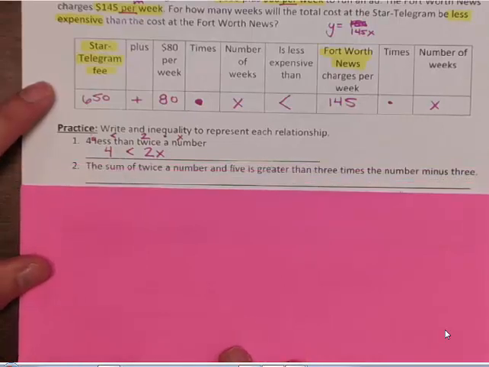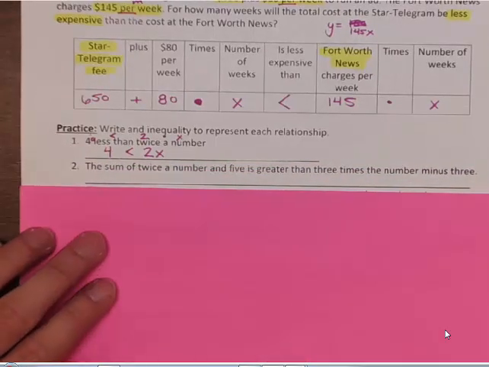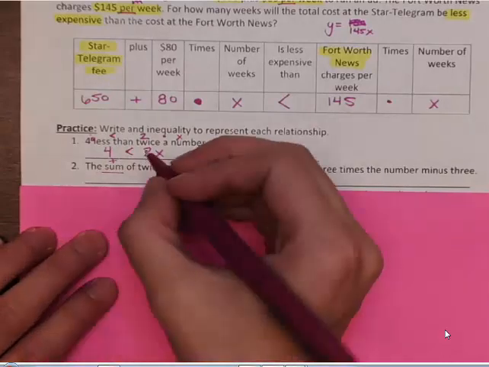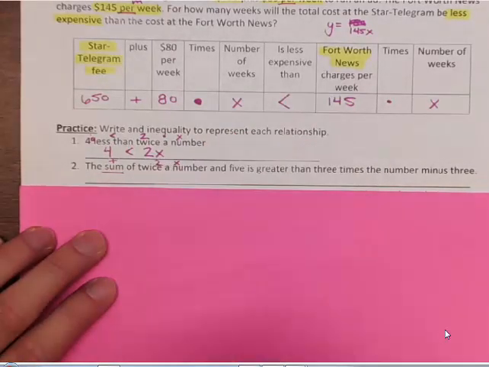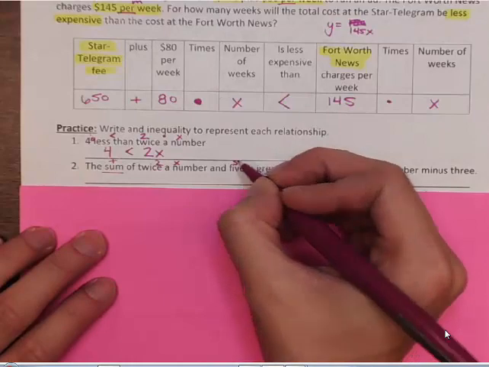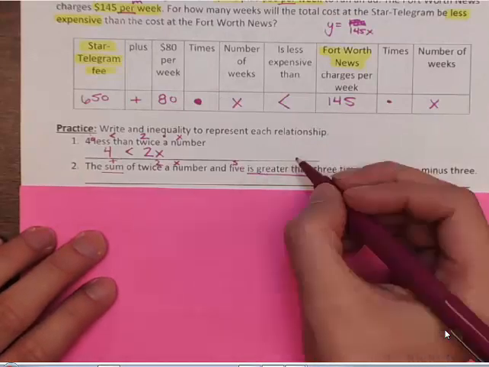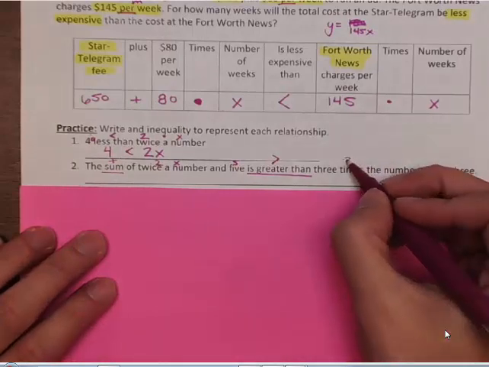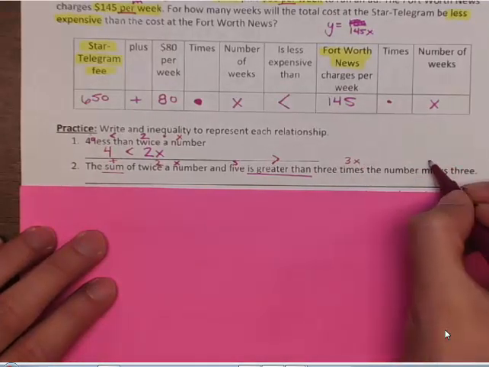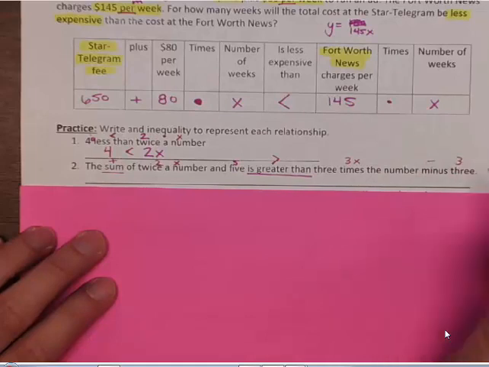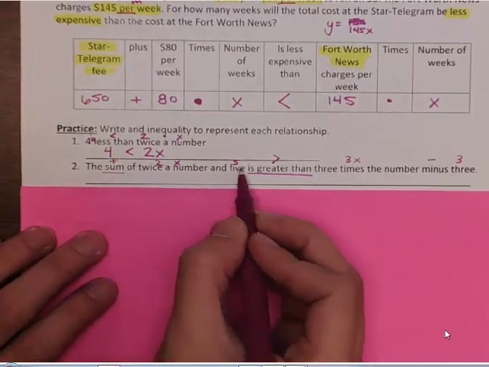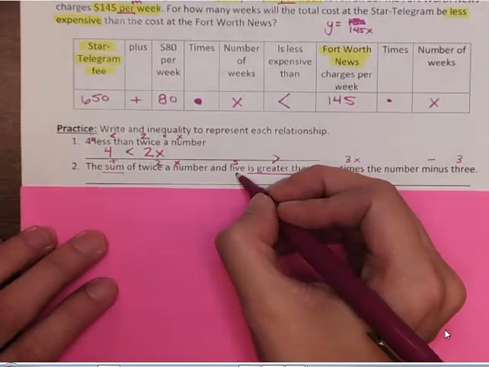Okay, let's look at this one, number 2. The sum means the answer to an addition problem, so I'm going to put an addition sign above that. Twice a number, so again that's 2x, and 5 is greater than, my greater than sign opens up to the left, 3 times a number, so 3x minus 3. So if I write this inequality, I have the sum of twice a number and 5 on one side of my sign. So here's my greater than sign.